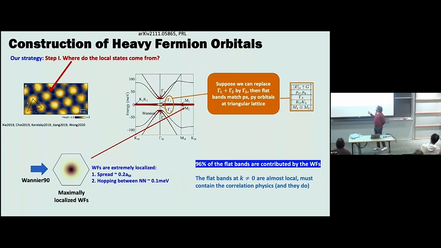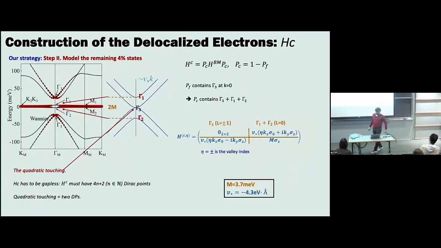And what you find out is that roughly 96% of these flat bands are contributed by these localized Wannier states. Okay, so most of these flat bands are localized, and 4% of them is basically delocalized. So let's build that 4%.